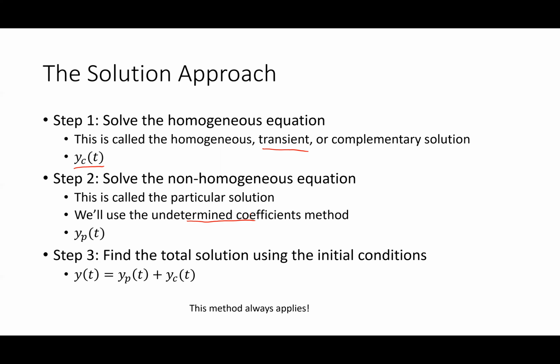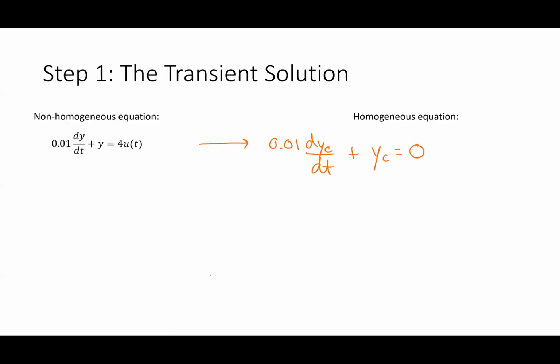All right, step 3, we're going to put them together, and we've got some initial condition. If I have a first order equation, there's going to be one unknown term here. If I have a second order equation, there are going to be 2 unknown terms that we're going to have to solve for. Okay. All right, so let's solve this guy.